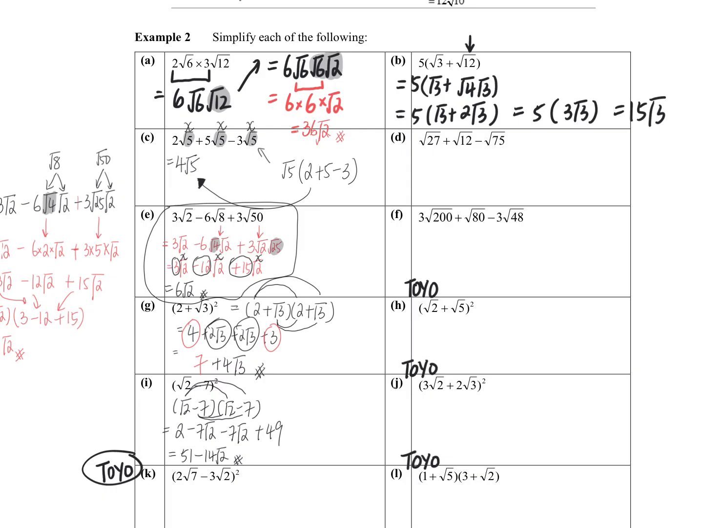Okay, what about 27? How will you choose to split it? Try on your own. 9 and 3. And then 12, I will do 4 and 3. What about 75? Find a perfect square.